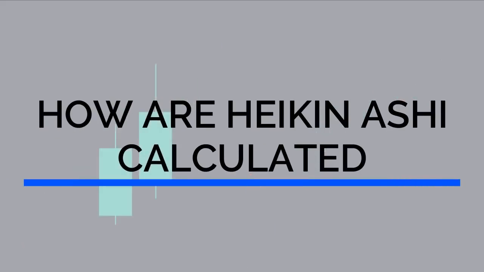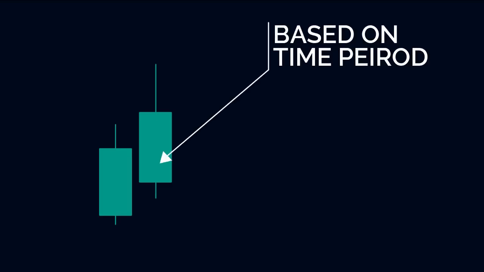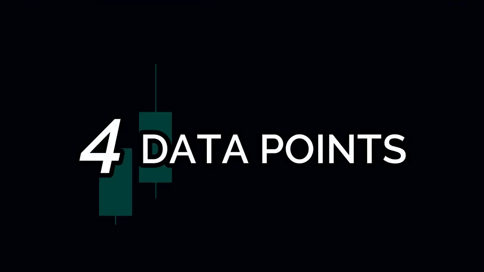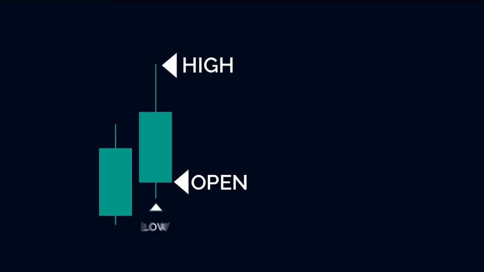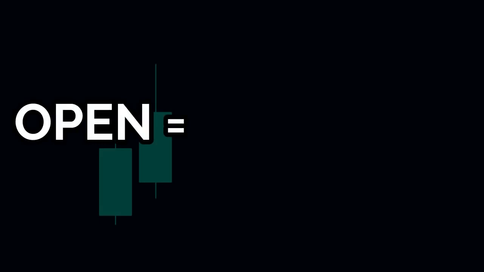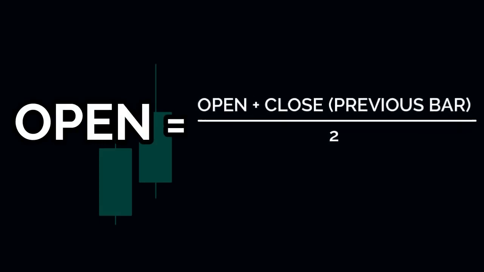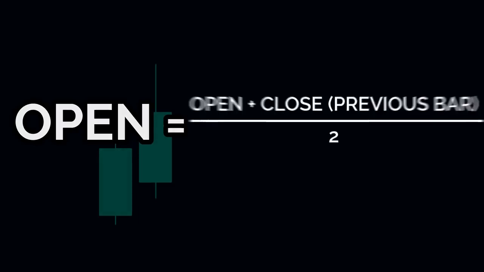Let us now look at how Heikin Ashi candles are calculated. Just like the Japanese candlesticks, Heikin Ashi candles are also based on time period. This means that each and every candle represents the price action that occurred over a particular period of time. Similar to the candlestick charts, Heikin Ashi candles also consist of 4 data points, namely open, high, low, and close. Now, the open of each Heikin Ashi candle is calculated by adding the open and close of the previous candle and dividing it by 2.